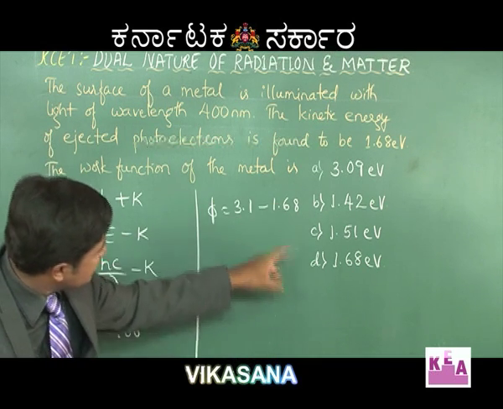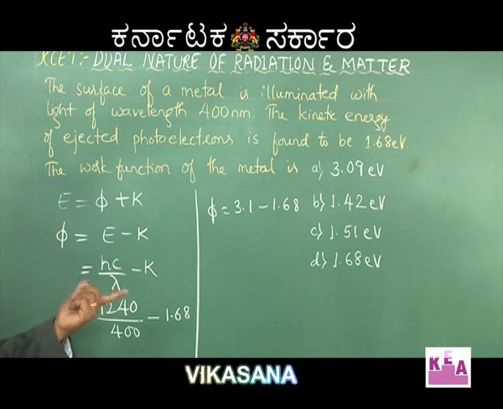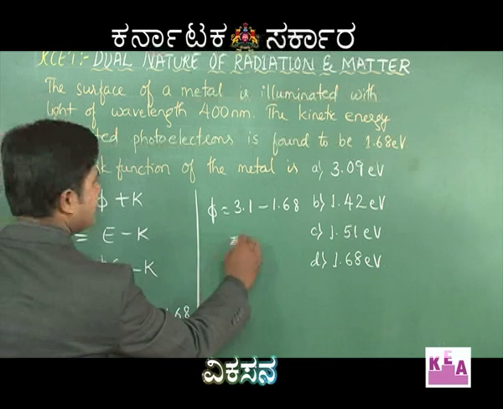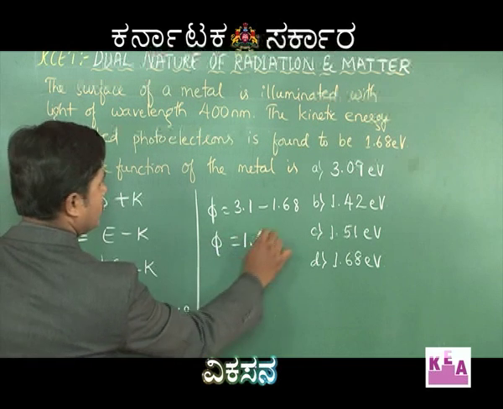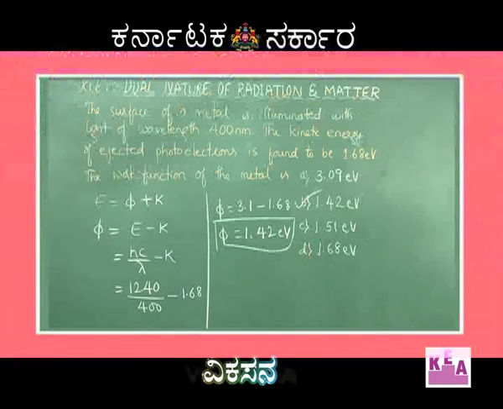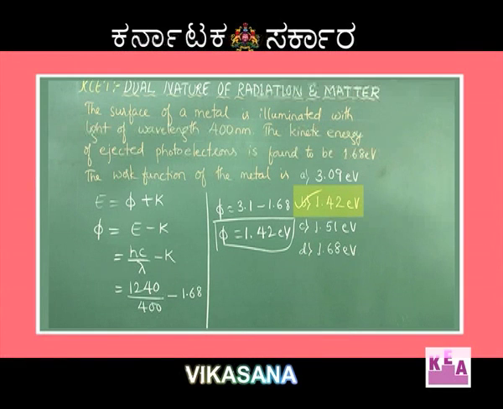Do we have any option? Yes. Look at B, which is very close to the correct answer. I think that itself is the correct answer: 1.42 electron volt. Option B is the correct answer.